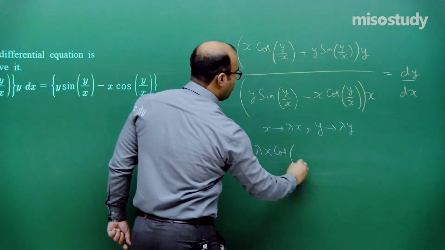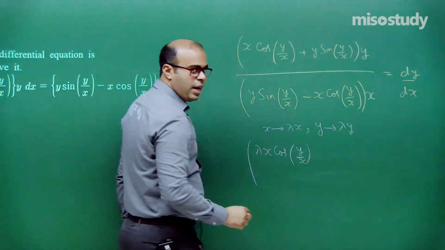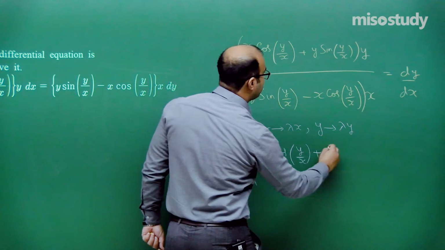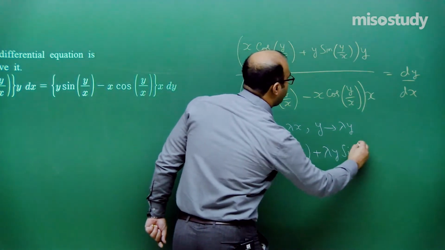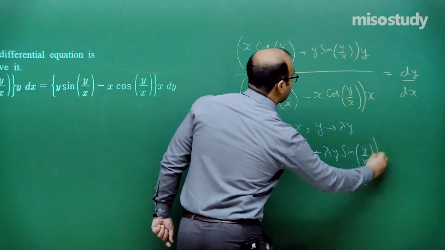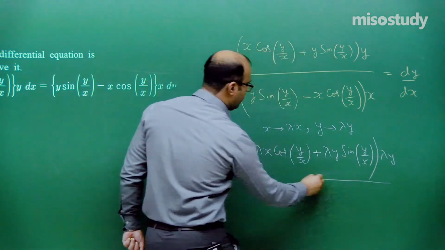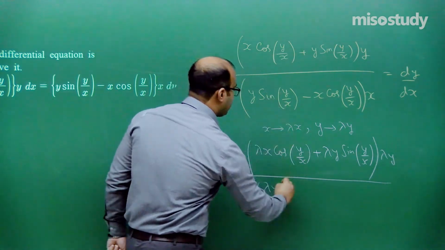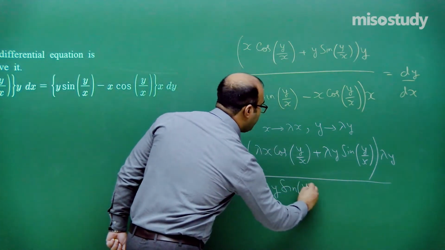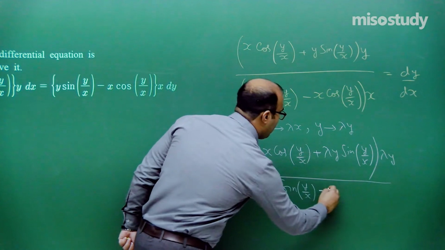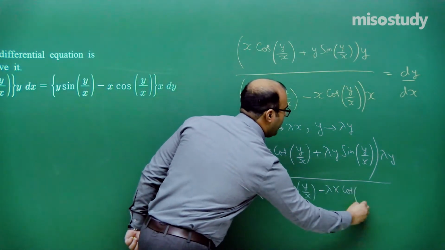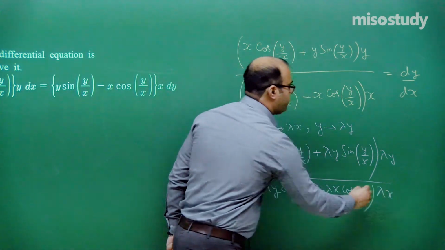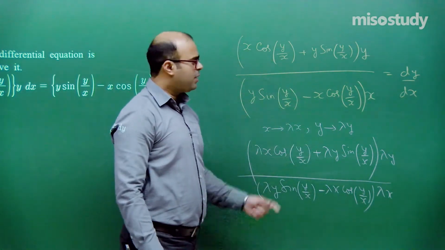cos of y by x, because of course lambda y and lambda x will cancel, lambda will cancel both of them, plus lambda y sine of y by x again, outside it will be lambda y. In the denominator, if you see, this is lambda y, sine of lambda y by lambda x is y by x, minus lambda x, cos of y by x, when you put lambda you will get again y by x into lambda x. Is this same as this function?